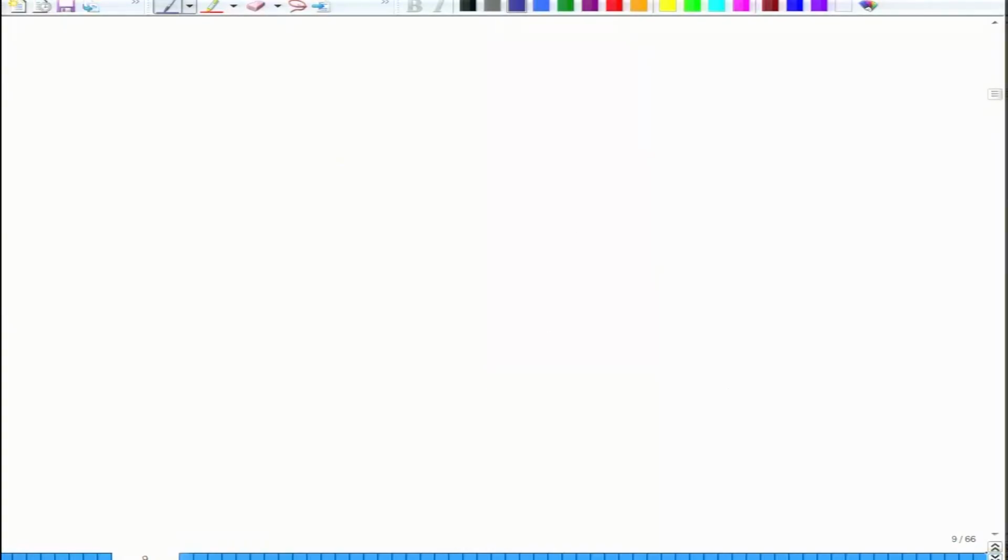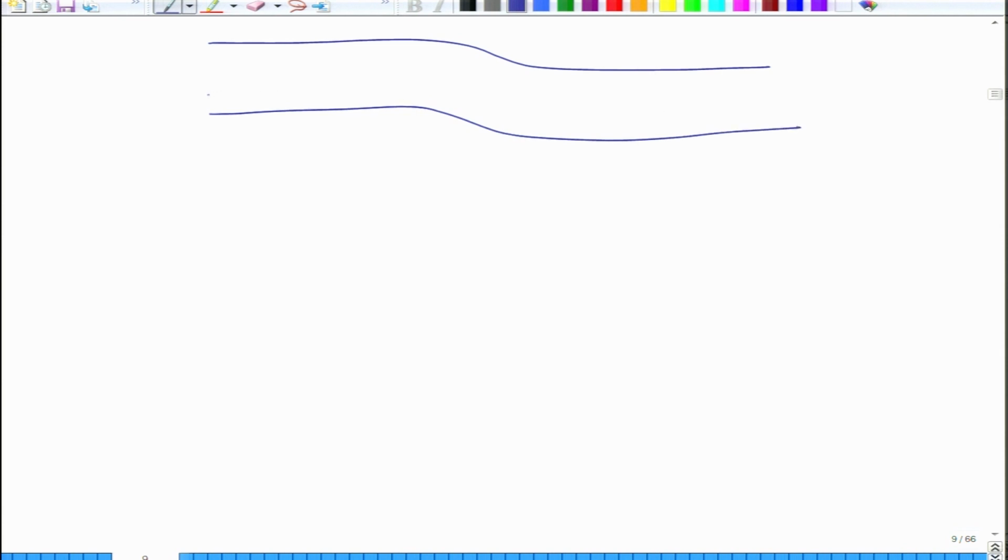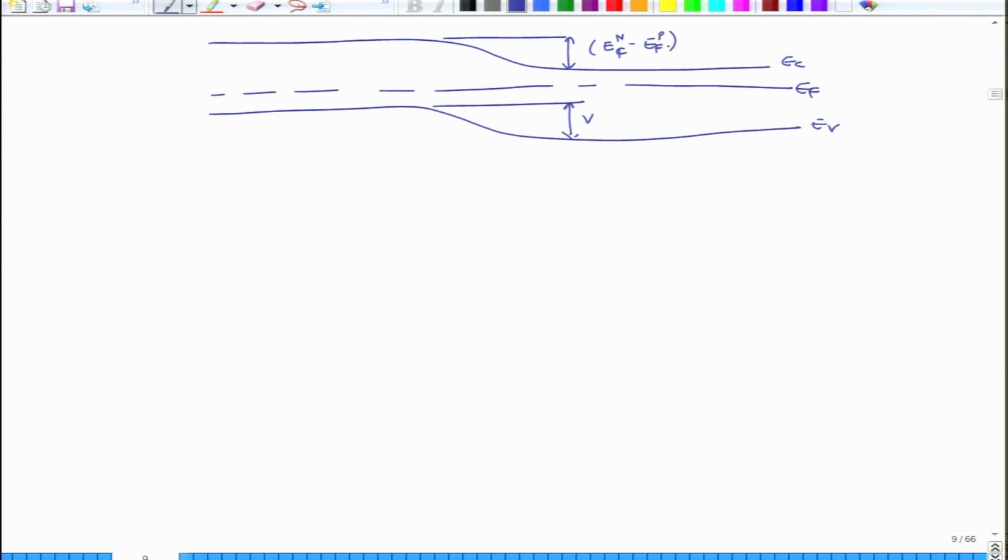Now if you plot the various things inside the semiconductor, you have an energy band diagram something like this. This is EF, this is EC, this is EV, and this is delta V. This delta V is nothing but the difference of EFN minus EFP, because both the Fermi levels were different. Now they have to align, which means this barrier is the same as the Fermi level difference.